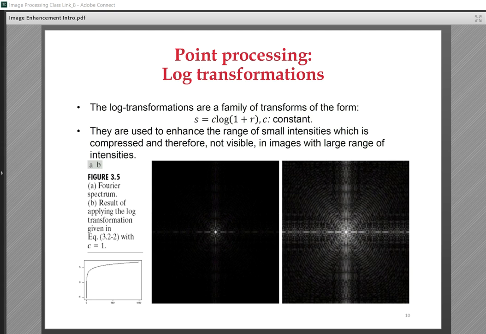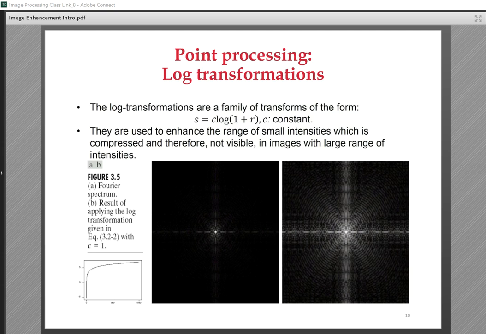This is image negative or negativating. Another technique in point processing for spatial image enhancement is log, or logarithmic transformations. The log transformations are a family of transforms of the form S = C log(1 + R). We had it in the last sessions, in part 1. And C is a constant. This is the figure for logarithmic.